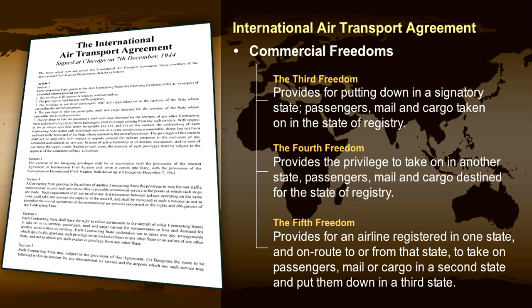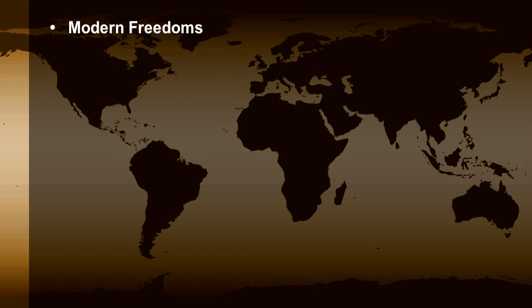The fifth freedom provides for an airline registered in one state and en route to or from that state to take on passengers, mail and cargo in a second state and put them down in a third state. Due to the growth in air transport and the evolution of airlines operating on a global basis in partnerships, further commercial freedoms have evolved. The modern freedoms provide the 6th, 7th, 8th and 9th freedoms.